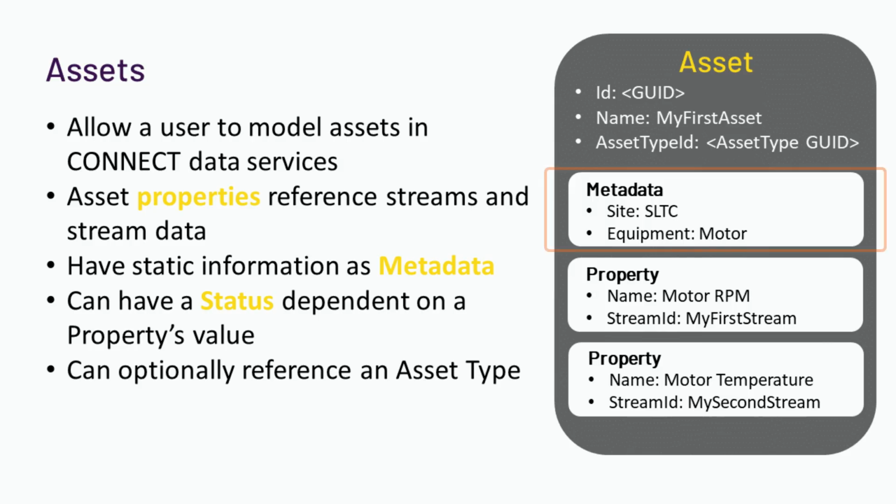Additionally, they have static information which we call metadata. So this is similar to our streams, where we have a key value pair. We can use the same example, where we would have the site of the asset and corresponding value. And as mentioned before, assets can optionally reference an asset type, which we can see using this asset type ID.